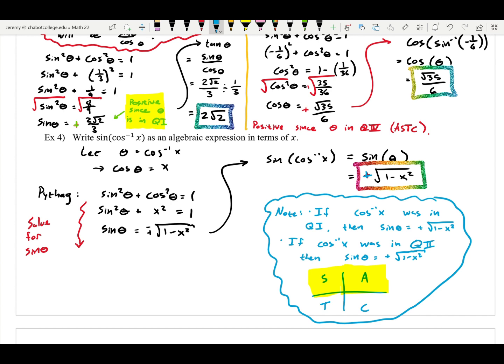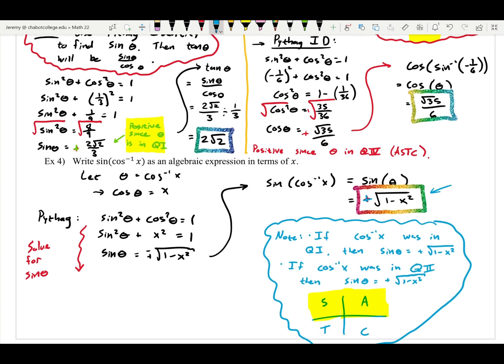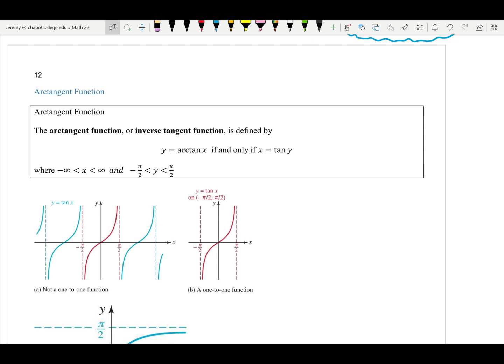Okay, so again, starting by letting theta be whatever our inverse trig function is, using the Pythagorean identity, and then this trick here of determining whether this is positive or negative by just looking at all students take calculus and what the possibilities are for theta, and we find that it's positive in any case. So that's why our answer is positive square root 1 minus x squared.